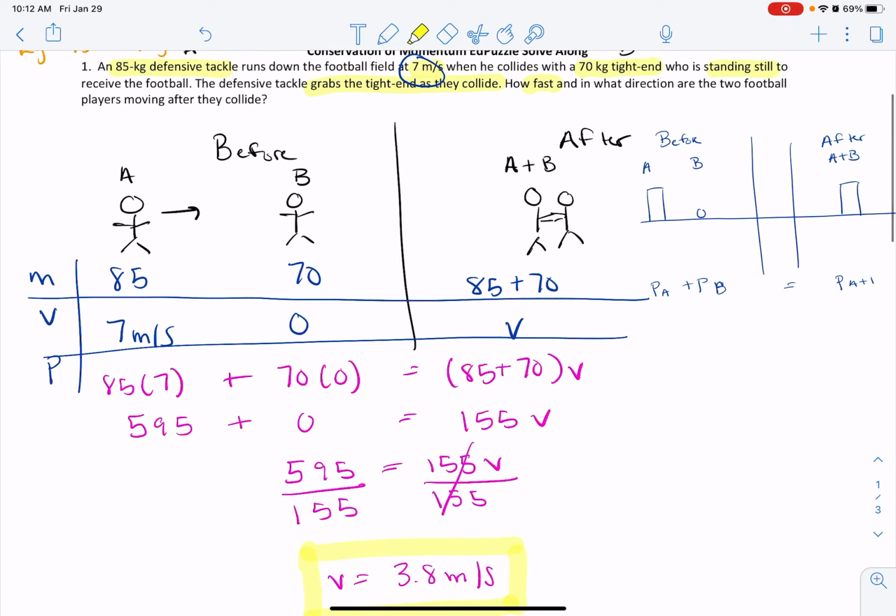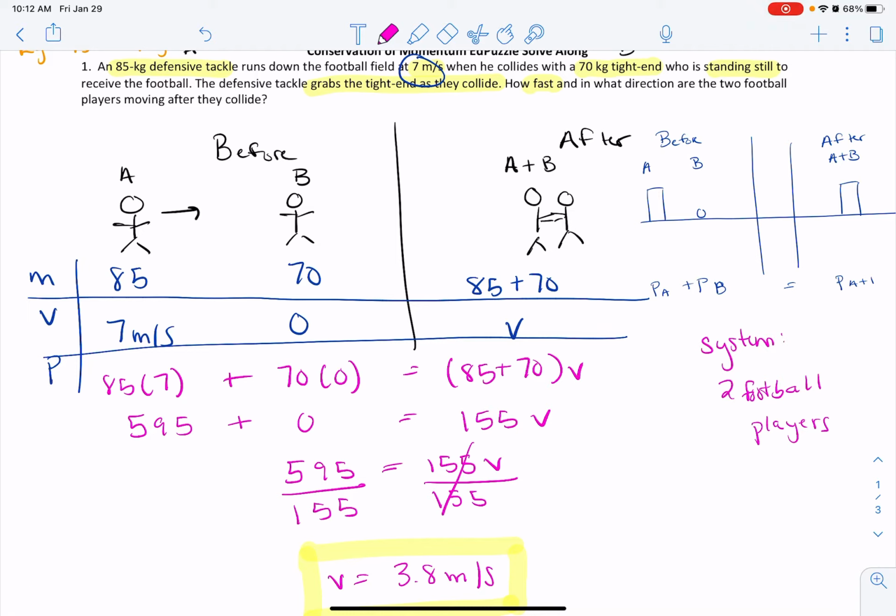One thing I forgot to note here was what my system is. My system is everything we're calculating momentum for, so it's the two football players. All right, awesome.